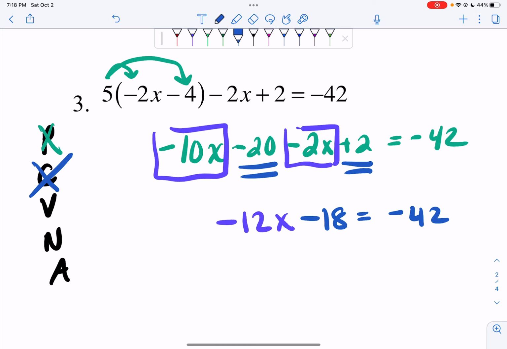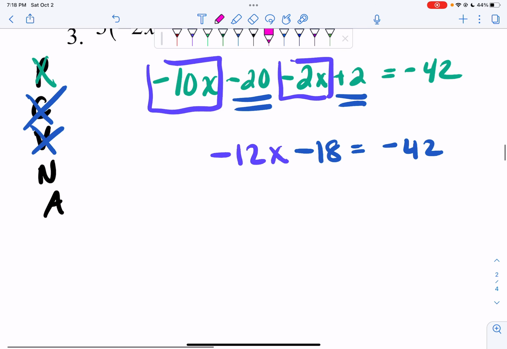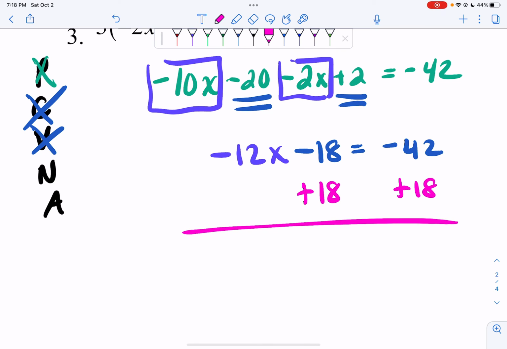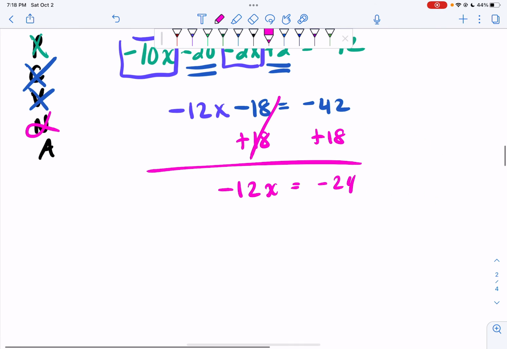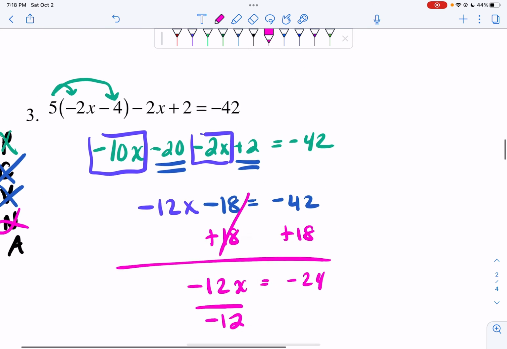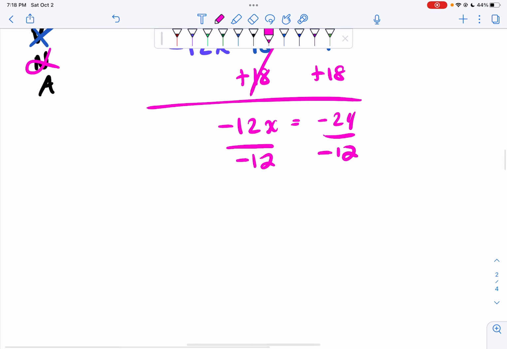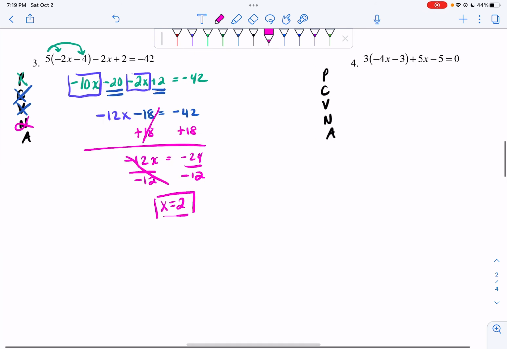Like terms combined, variables on one side. Now I need to get my numbers on the other side. So I have to get rid of that minus 18, so I'm going to add 18 to both sides of my equation. Negative 42 plus 18 is negative 24. I now need to divide by a negative 12, so I'm going to divide by negative 12, and I get x is equal to 2, and that's my final answer.